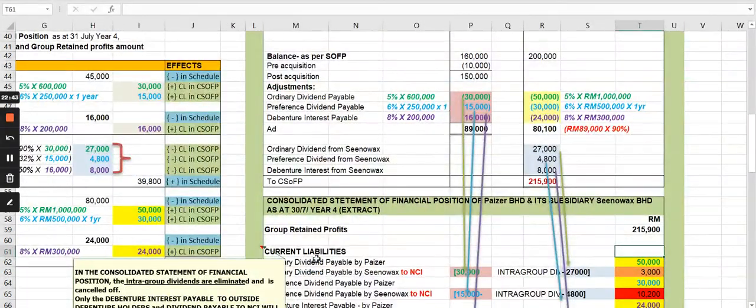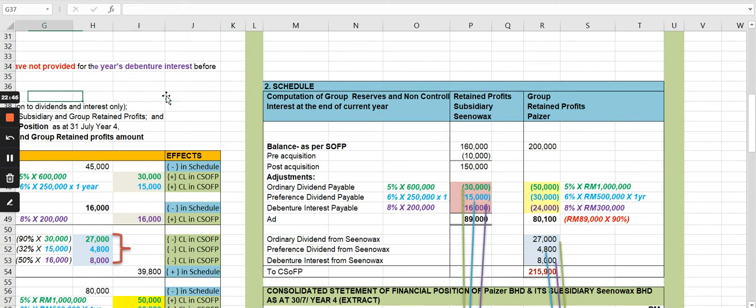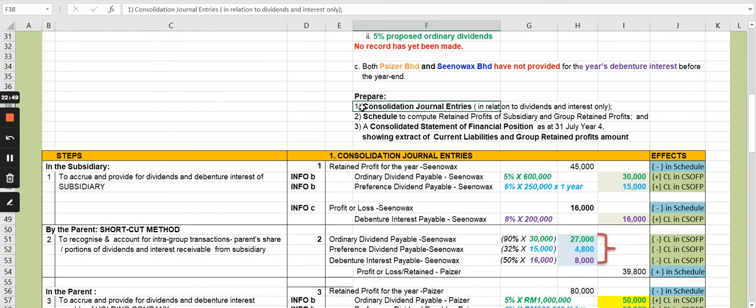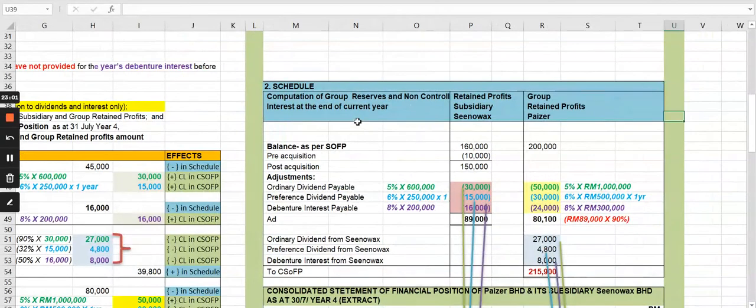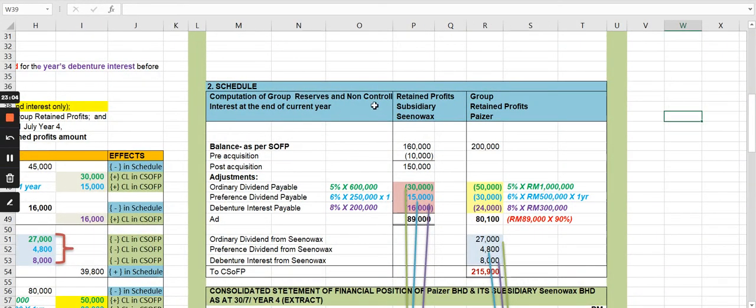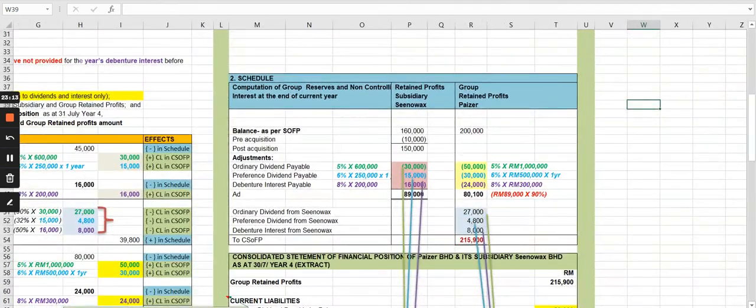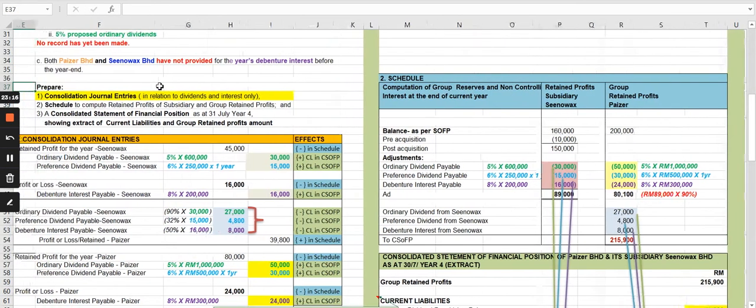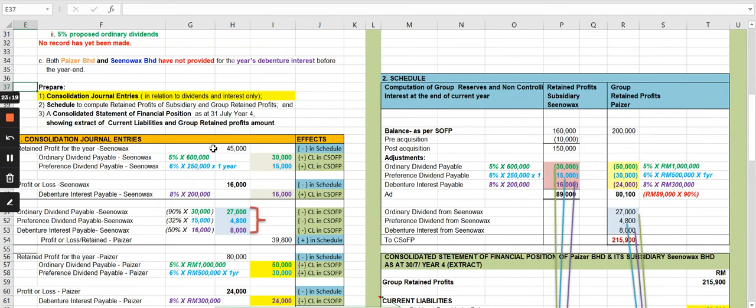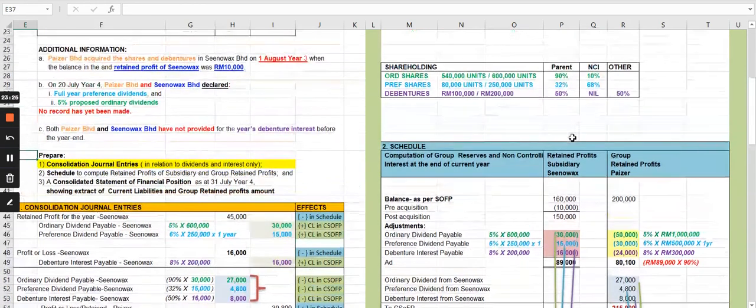So now we are going to move on to do the second part. We have already done the consolidation adjustment. This one is done. And now we move on to the second part, which is to compute the retained profits. So if you look at the information that you are asked to prepare here, it is just for retained profit of subsidiary and retained profit of the parent company, group retained profit. So if you can see in my schedule that I prepared here, I first put the balance as per the CSOFP, which is the balance here.